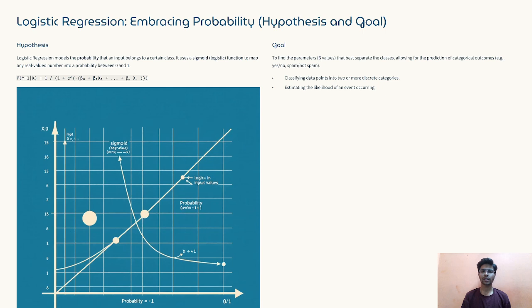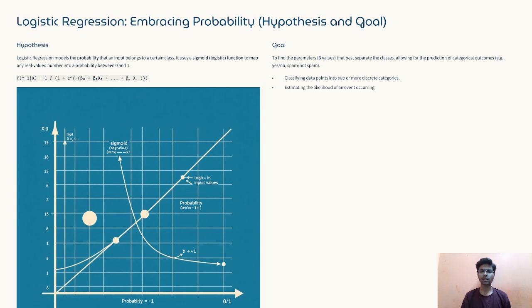Logistic regression embraces the probability hypothesis and goal. The logistic model models the probability that an input belongs to a certain class. It uses the sigmoid logistic function to map any real valued number into a probability between 0 and 1. The formula is given in this table, and the graph shows the actual logistic regression curve.